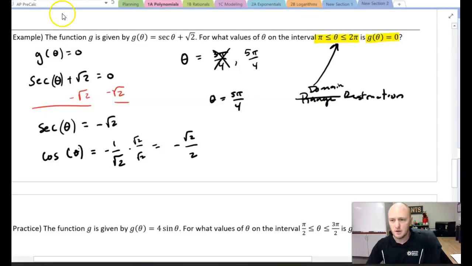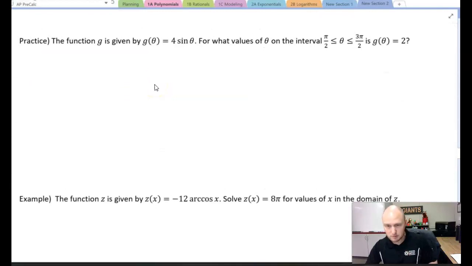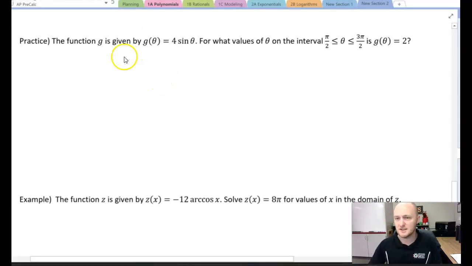Pretty easy. Okay, I want you to look at this practice problem. Please pause me and try this example, and I'll go over the solution in a moment. Okay, in this example, they say the function g is g of theta equals 4 sine theta.